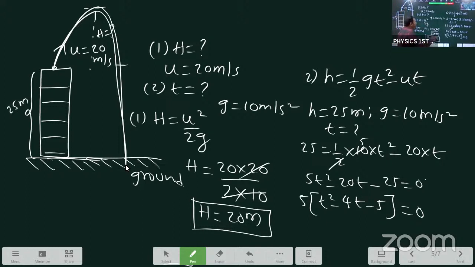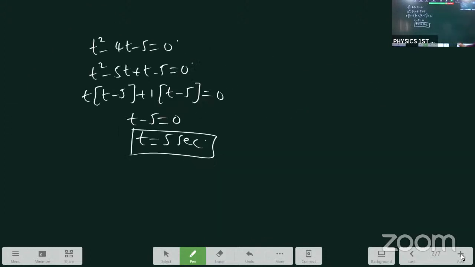Then, the ball thrown from a multi-story building, the displacement formula is H equals half gt square minus ut. H is 25, half g value 10, t square. Overall, we get t square minus 4t minus 5. From this quadratic equation, we get 5 seconds. This is the multi-story building. Total two special cases: one is how much height the ball rose, second is the time taken by the ball to reach the ground. Most important problem for SAQ.